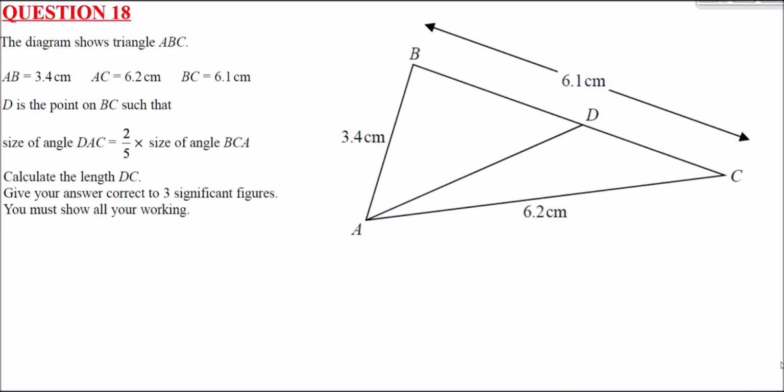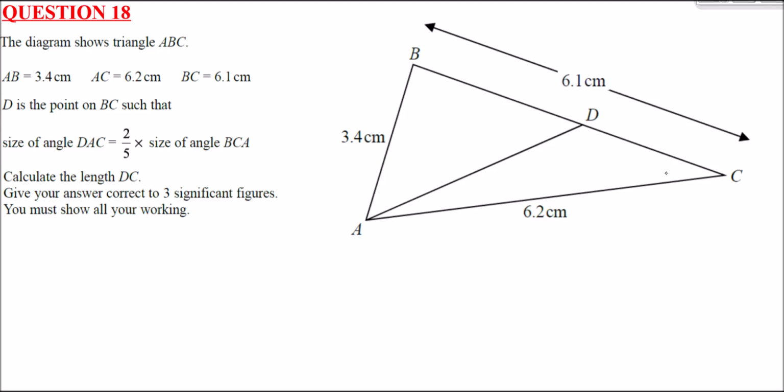Question 18 is something of a beast. So we've got a triangle ABC as shown, and all the sides of the bigger outer one, ABC, are labelled. BC is 6.1, AB is 3.4, and A to C is 6.2. And we're told that D is somewhere on the line from B to C, so that it makes the angle DAC, this one here, 2/5 the size of angle BCA, which is this one here.